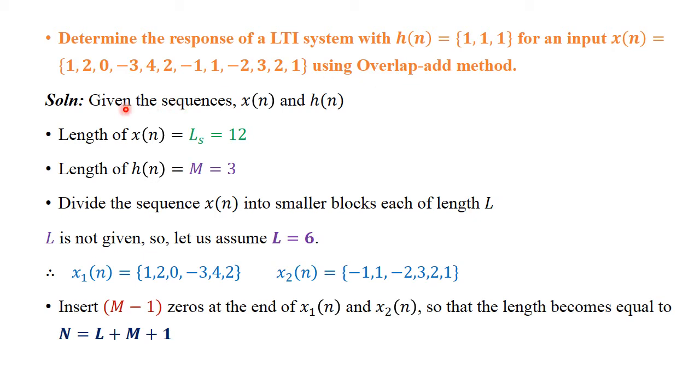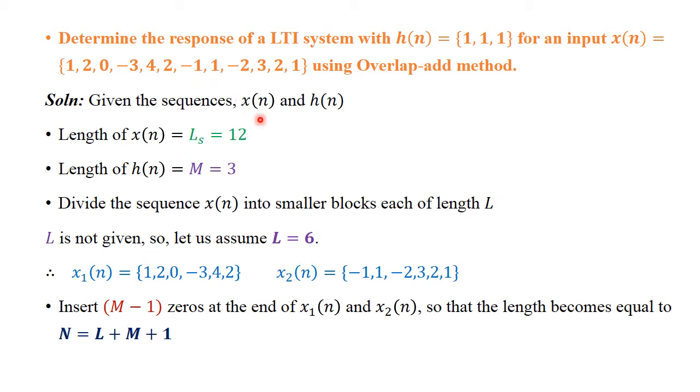Now let us get into the solution. So given the sequences x of n and h of n, here look at the length of the sequence x of n. It is more when compared to whatever circular convolution we solved previously. Therefore we call this the long sequence. Okay, so let us go through the procedure.